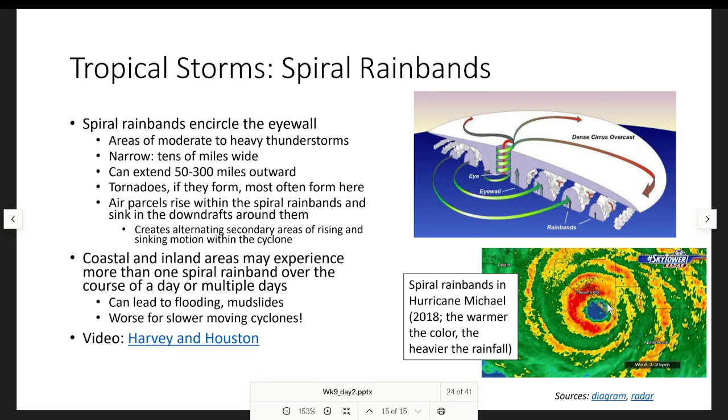Like here, ooh, that's where my dad lives. Okay, so this is in Florida. I used to live right here in a town called Niceville. We have the sinking air right here in the middle, and then we have rising air in this main band, and this is where it's strongest.